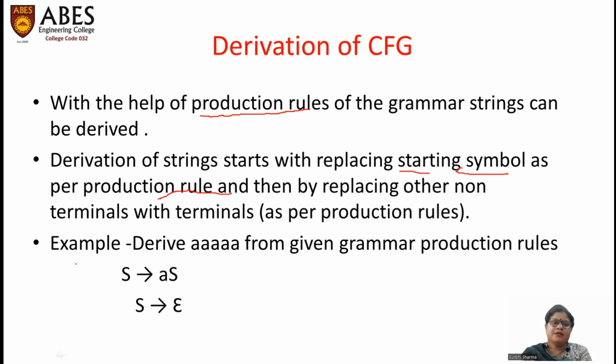So let us take one example. Derive this string which is given to us. We have to derive this string from the given grammar production rules. So these are the two rules which are given here. It is the same rules that we have just discussed before, but here we have particularly given that we have to generate this string only, right? So we have to constrain ourselves so that the string generated at the last should match with this.